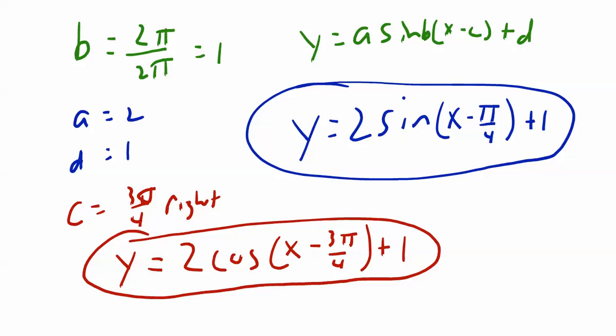And again, notice they kind of differ by pi over 2, which is sort of what that shift is. So there are your two equations: amplitude of 2 shifted to the right, either pi over 4 for a sine graph, or 3 pi over 4 for a cosine graph, and then the midline is up at 1.